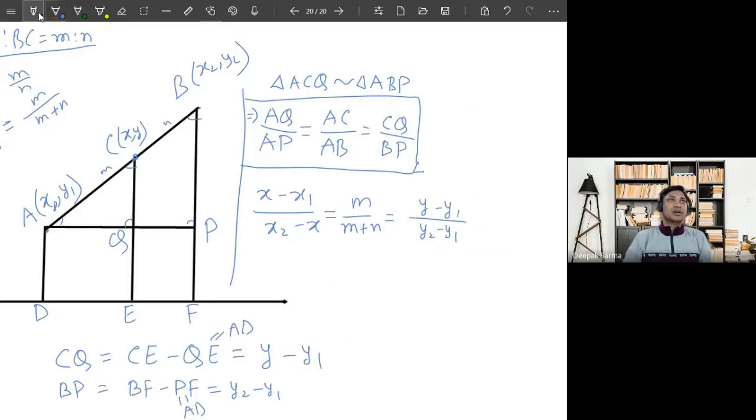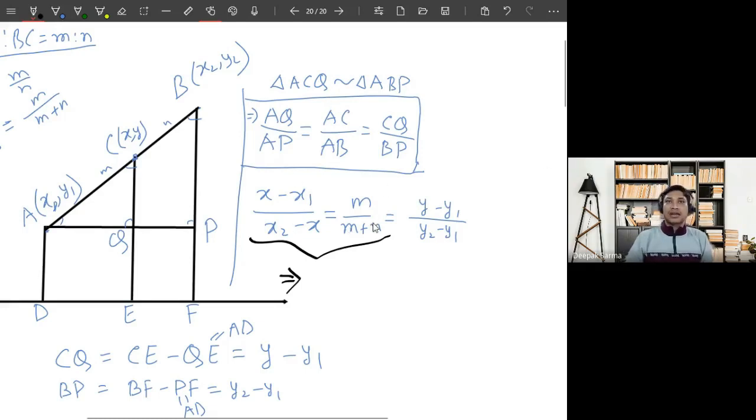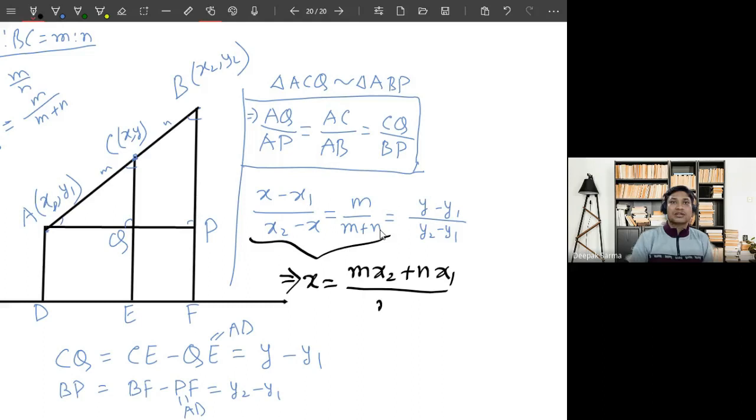Fine. Now what are we going to do? If I consider these two, we have a relation, and you can see except X, everything else in this relation is known to us, isn't it? X1, X2, M, and N, everything is known to us. So if you consider this particular equation, you can solve it for X. Hope all of you can solve. If you solve it, you get something like this. Only X is unknown, and if you solve, you get X as this one.